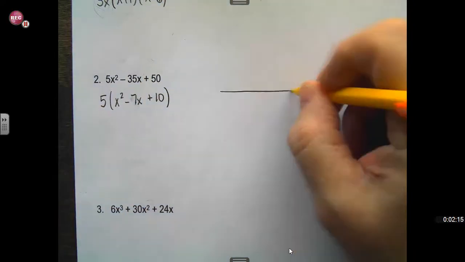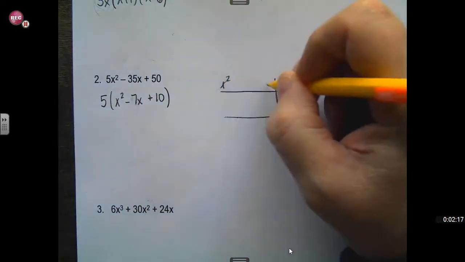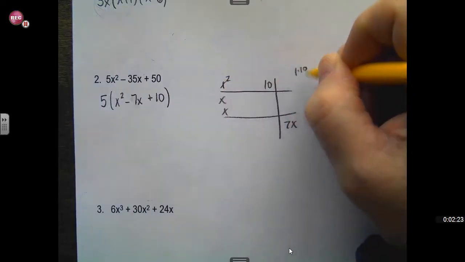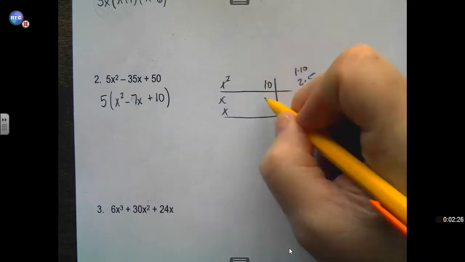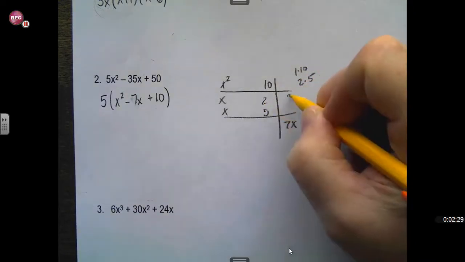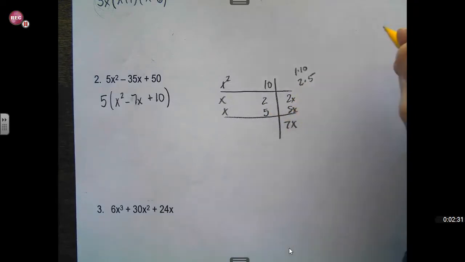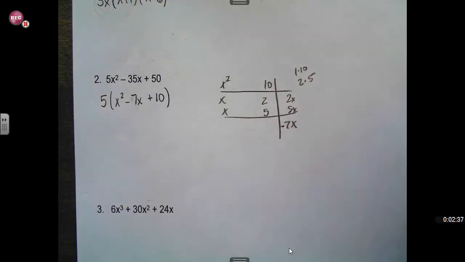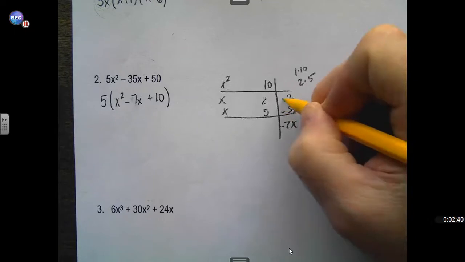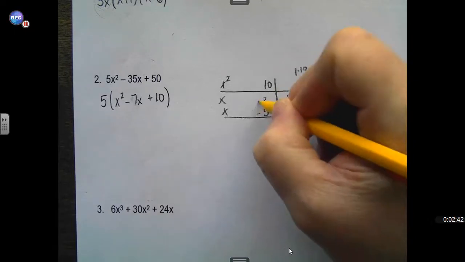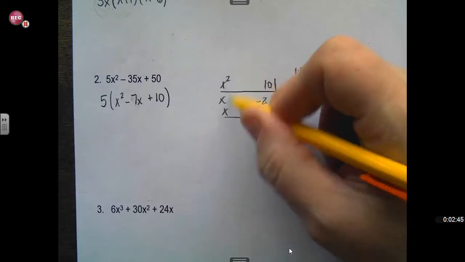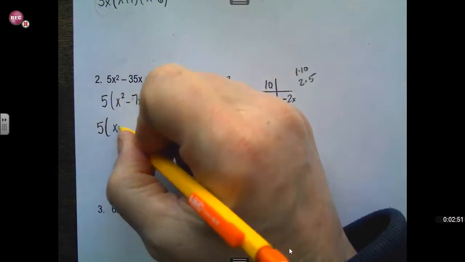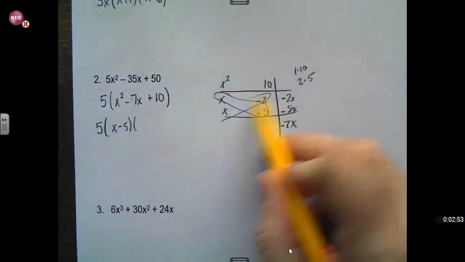And let's see, x squared, 10, 7x, x and x, 1 times 10, 2 times 5, it's going to be 2 and 5, 2x, 5x, that should be a negative 7x, sorry. So in order to make that a negative 7x, these should both be negative, which means these should both be negative, and then I should check it, and it does work. So quantity x minus 5 times the quantity x minus 2.